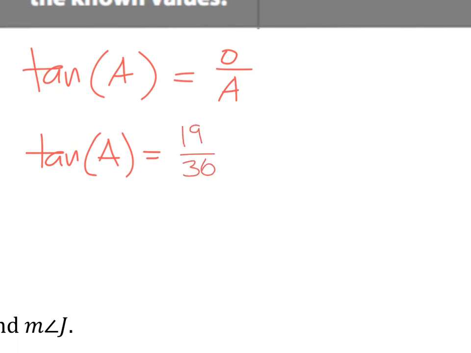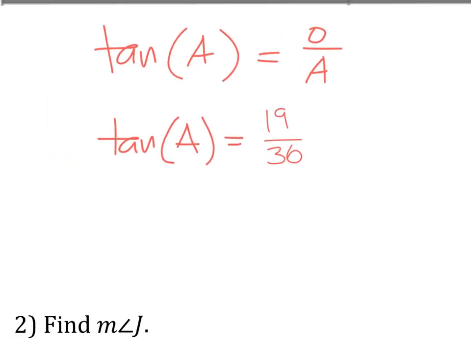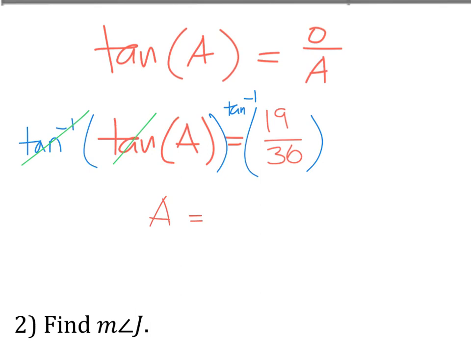And you'll notice the thing that's missing here is A. I want to know what is angle A. So to get A all by itself, here's what you do. You're going to take the tangent inverse of the left side and the tangent inverse of the right side. On the left side, just like a square and a square root cancel, or multiplication and division cancel, the tangent inverse and the tangent cancel, and all we're left with is A. And on the right side, we just have tangent inverse of this fraction.